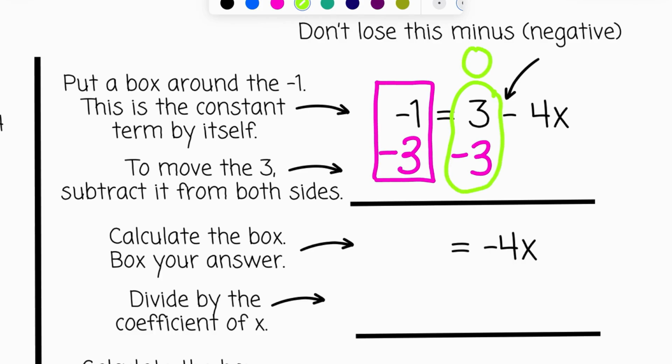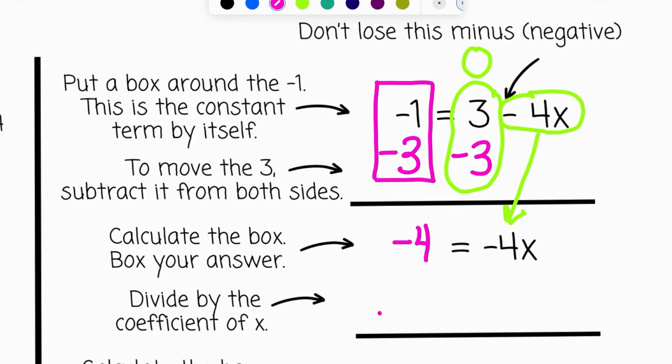Positive 3 minus 3 gives me a 0, and that's what we want to happen. So calculate the box. I have negative 1, subtract 3, which gives me negative 4. Now, when you go to bring down this side of the equation, don't lose this minus sign. When we bring it down, we'll bring it down as negative 4x.